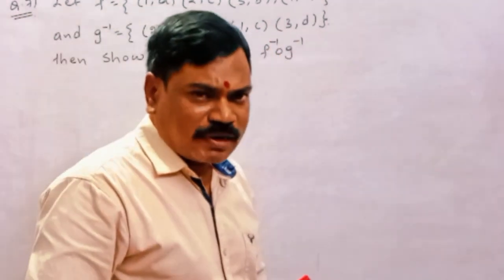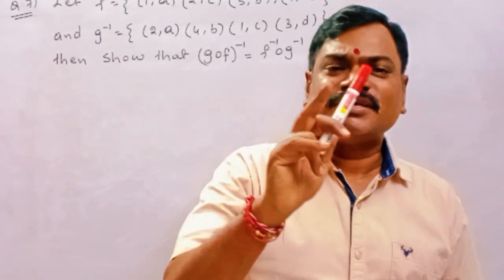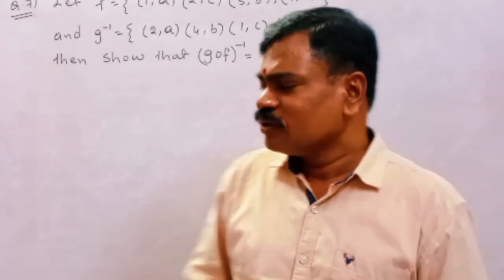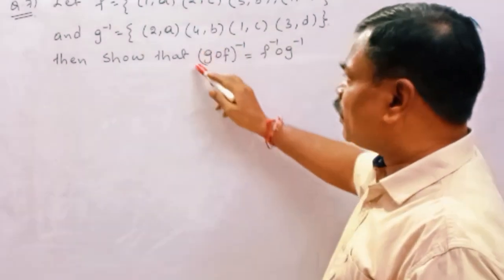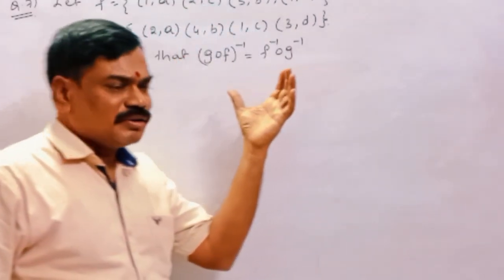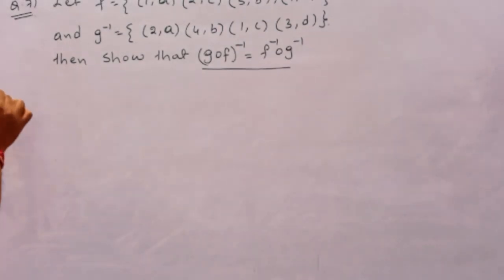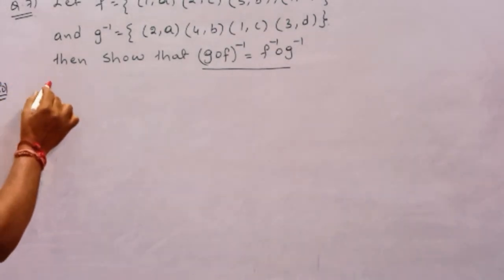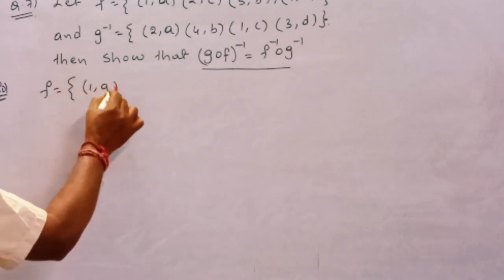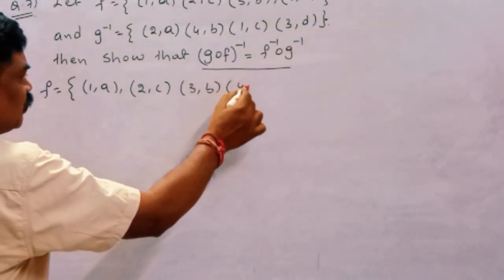The same problem, with the same method, we already completed in the 6th problem, the second part. This is also completed as a theorem question. Okay, so we want to prove this one. All of you, first write what is given. What is the function F? Function F is the set of ordered pairs (1, A), (2, C), (3, B) and (4, D).